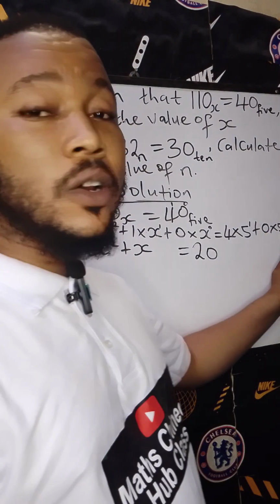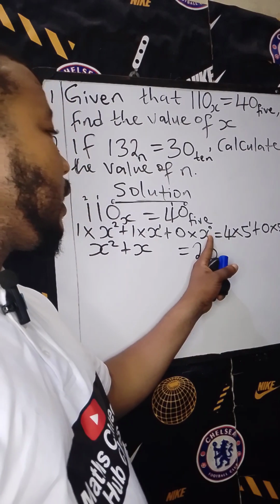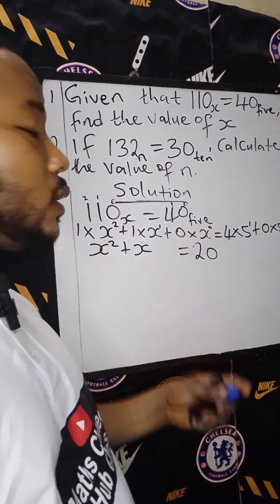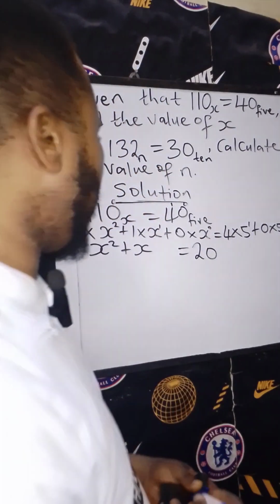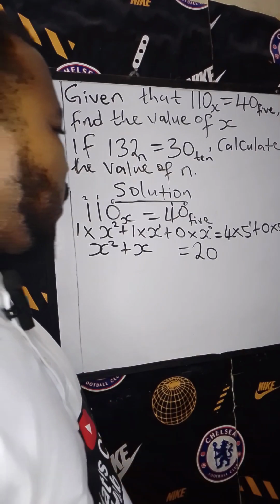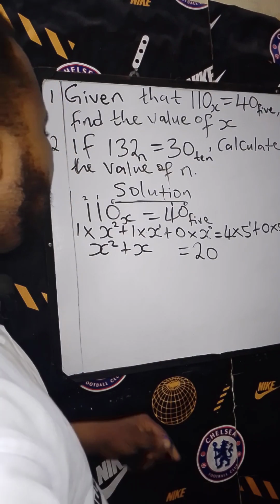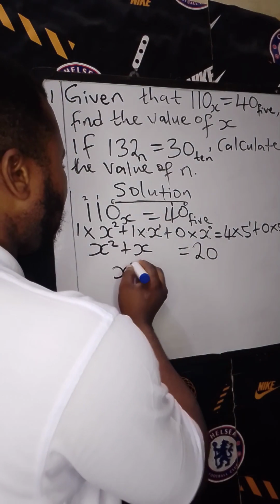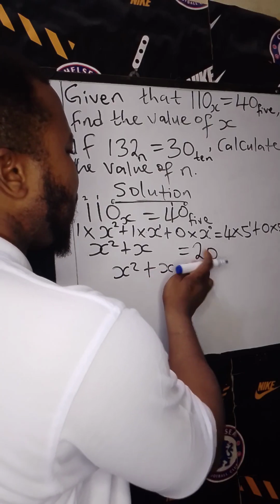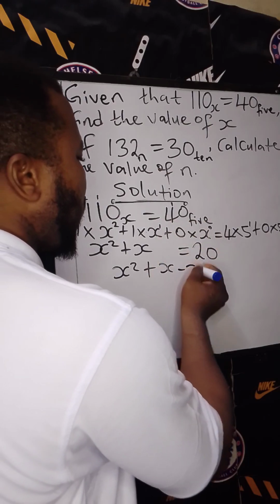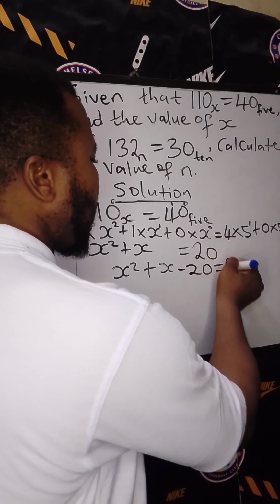Please don't forget that any number raised to the power of 0 is 1. The same here, x raised to the power of 0 is what? Is 1. Don't forget that. Okay, good. So see what we are having now. Look at this now. We can try to make this becomes x squared plus x. This comes here, it becomes what? Minus 20 is equal to 0.